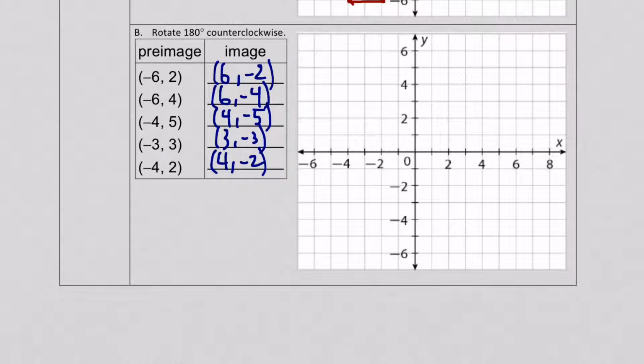Done. So if I want to graph that, negative 6, 2, right there. Negative 6, 4, right there. Negative 4, 5. I'm doing the pre-image, okay? Negative 3, 3. And negative 4, 2.